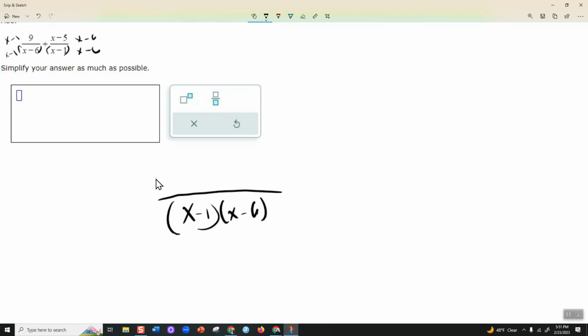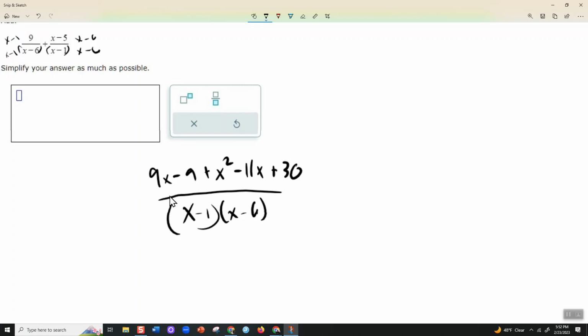9 times x minus 1 is 9x minus 9. X minus 5 times x minus 6 is going to be a trinomial. I'm going to get x times x, and I'm adding all of this, x squared. X times negative 6 and negative 5 times x adds up to negative 11x. I'm distributing each term, so I'm not writing it all out. Hopefully you understand what I'm doing here. Negative 5 times negative 6 is positive 30. So that's my numerator here.